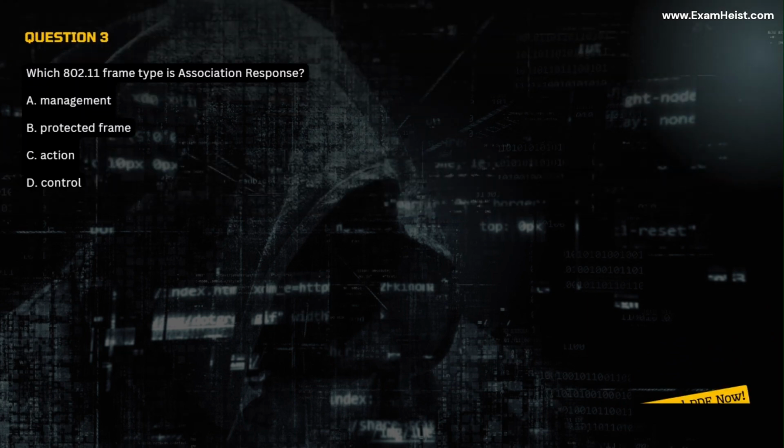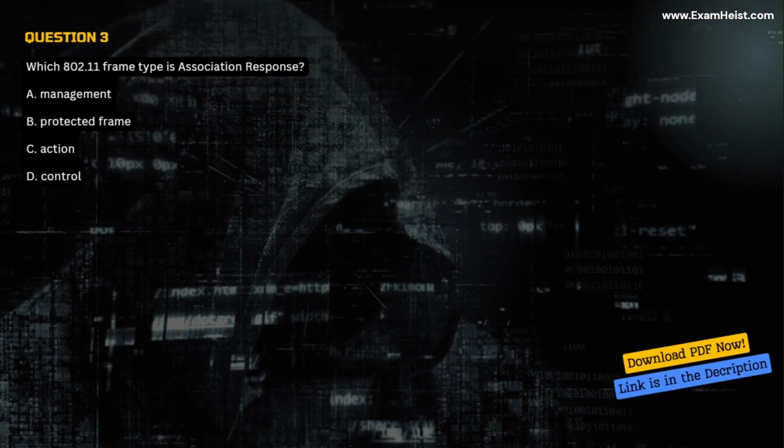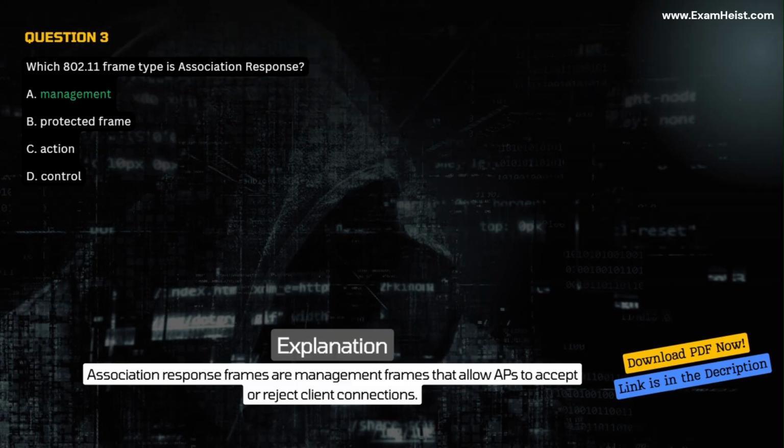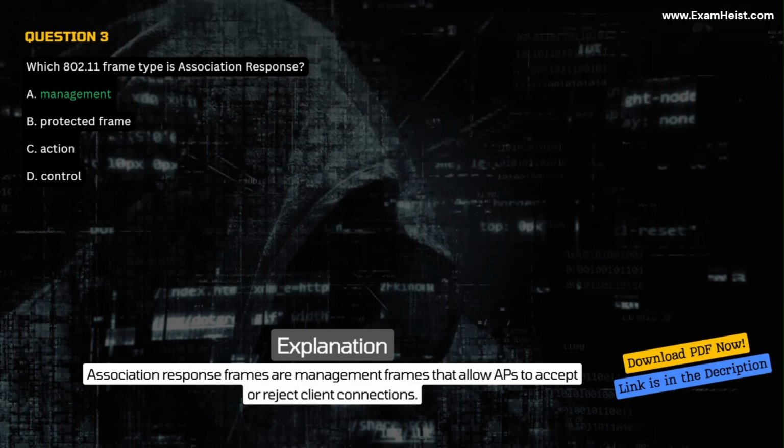Question 3. Which 802.11 frame type is association response? A. Management. B. Protected frame. C. Action. D. Control. Correct answer A. Management. Explanation: association response frames are management frames that allow APs to accept or reject client connections.